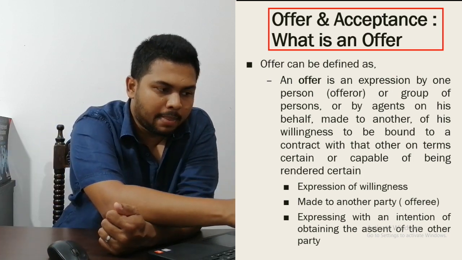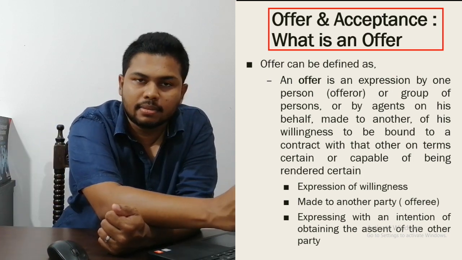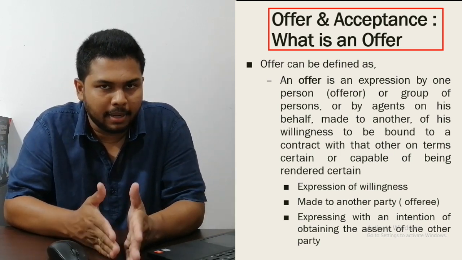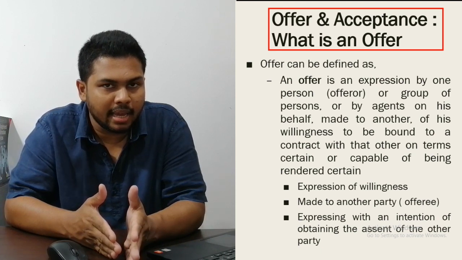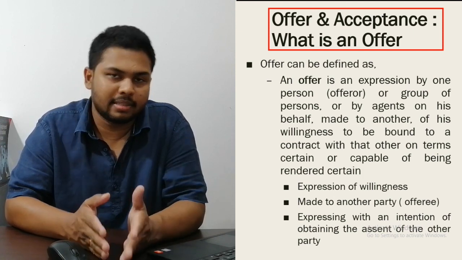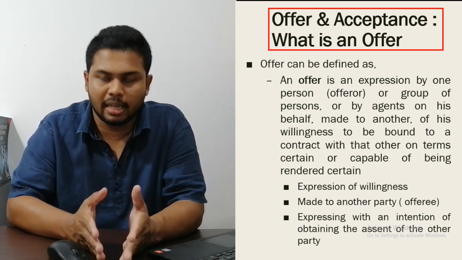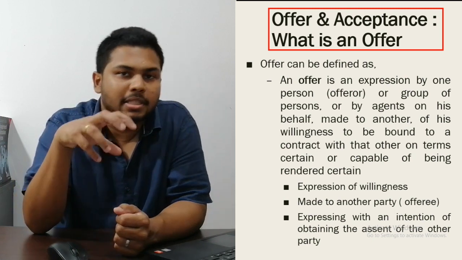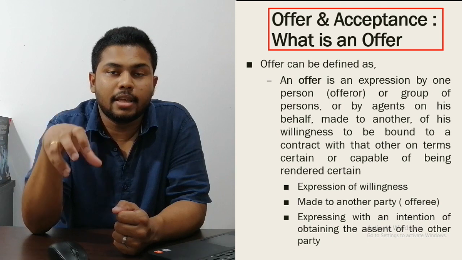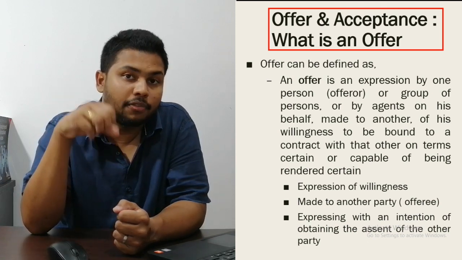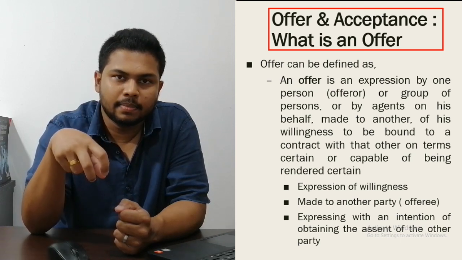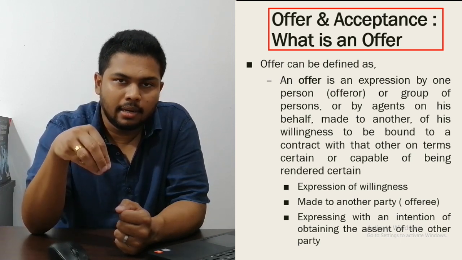Basically, as I told you, capable of being rendered certain. In that sense, there should be two parties. One party is making an expression to a party or group of people. Party here can be a person or personnel. The person who makes this offer, who expressed this offer, is the offeror of this contract. And the party who receives this offer is the offeree.